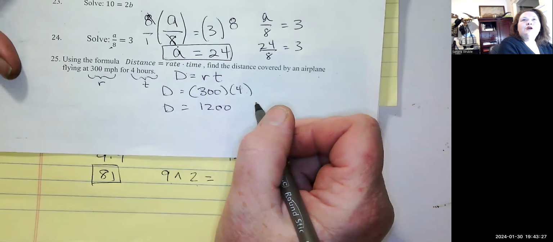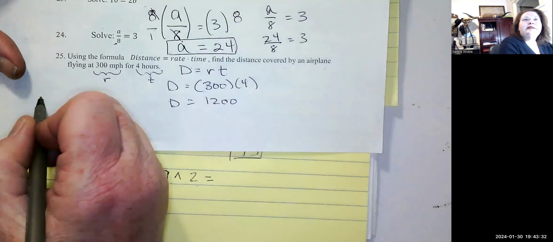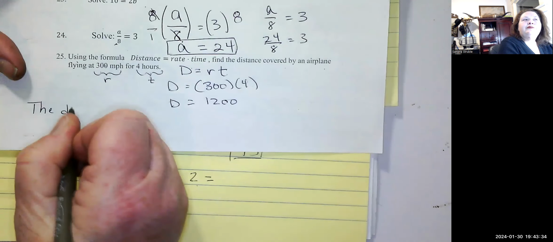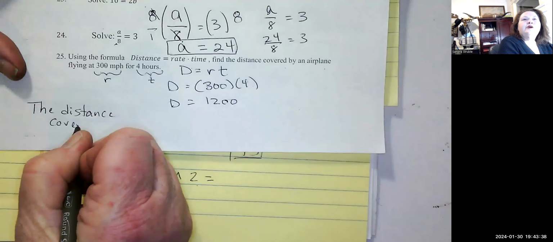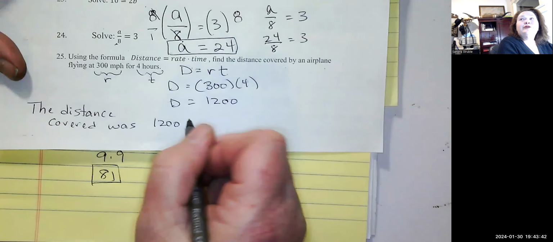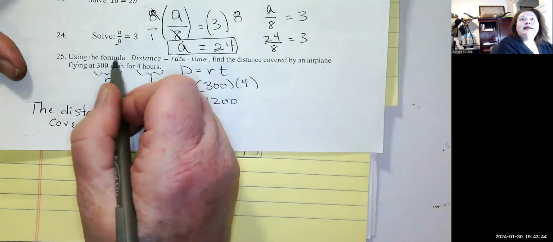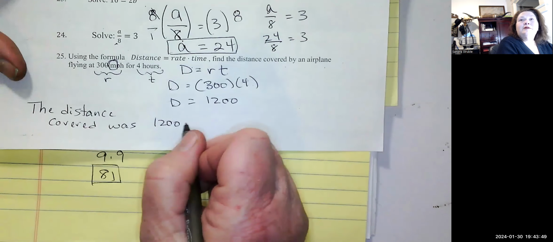Okay. So we need to put this in sentence form. Find the distance covered. The distance covered was 1,200, and do not forget the units. Miles. It has to be miles because that's what's in the rate. Okay. Miles.